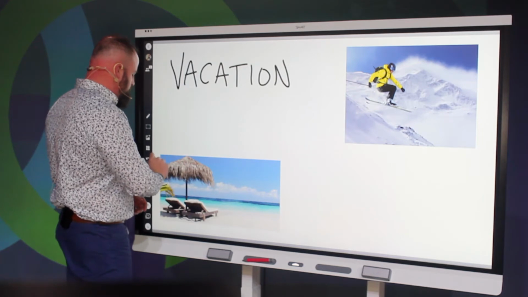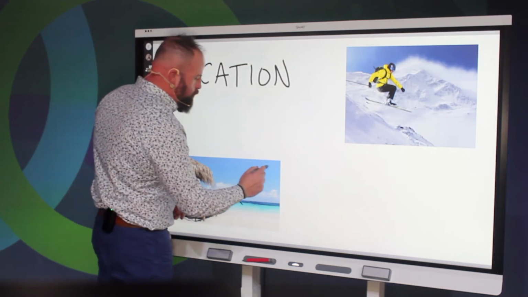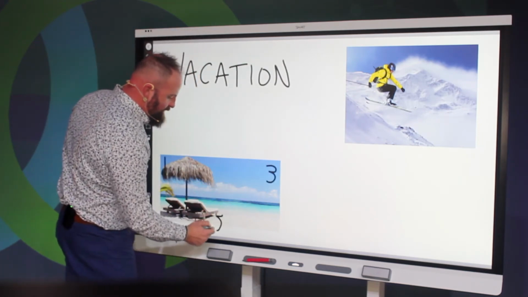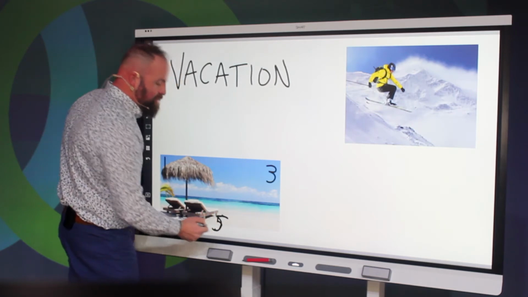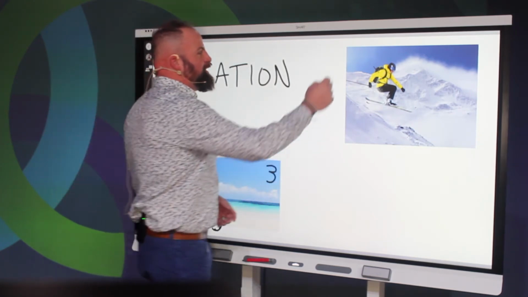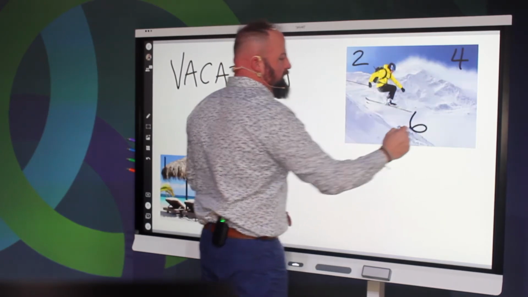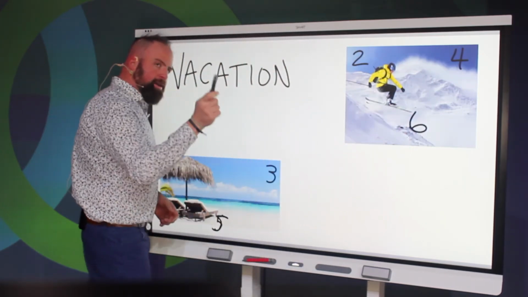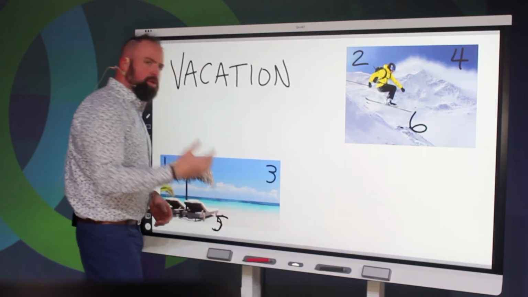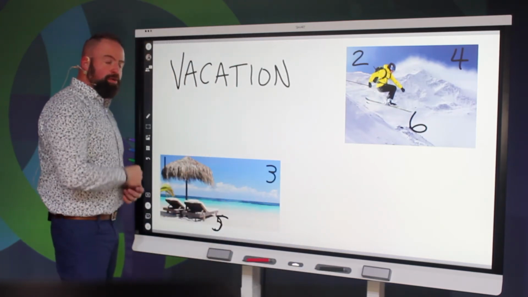Well, I'm going to assign some numbers. I'm going to assign odd numbers, 1, 3, and 5. Whoops. I can write a 5. And I'm going to assign even numbers, 2, 4, and 6 to the ski picture. Now, how are we going to decide? Well, let's roll a dice. We've got one right here on the board.